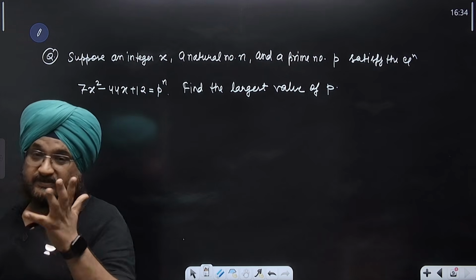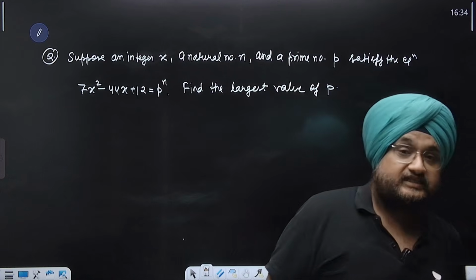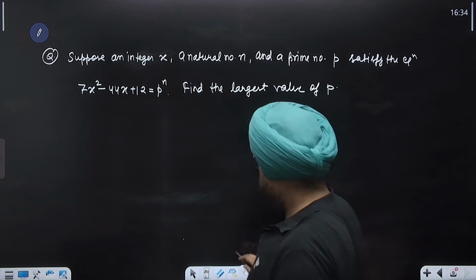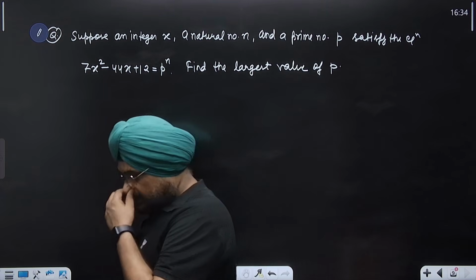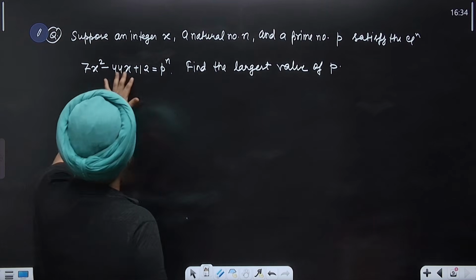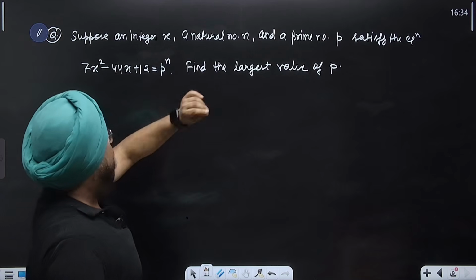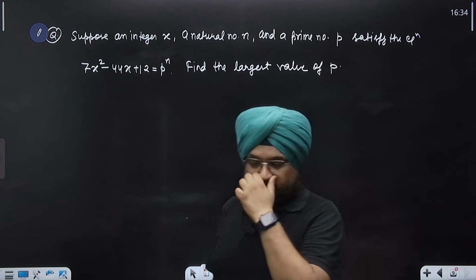Okay, so this is a previous year question of IOQM, and clearly this will be categorized in the topic quadratic equation. Now the problem solving part is important. We are given a quadratic expression equal to p to the power n, where p is a prime number and n is a natural number. We have to find the largest value of p.